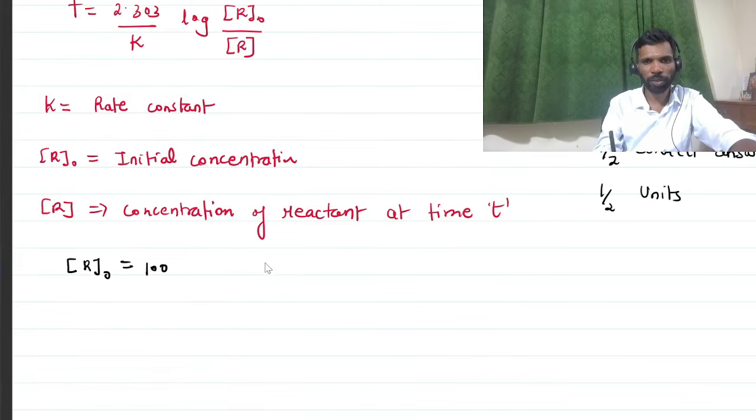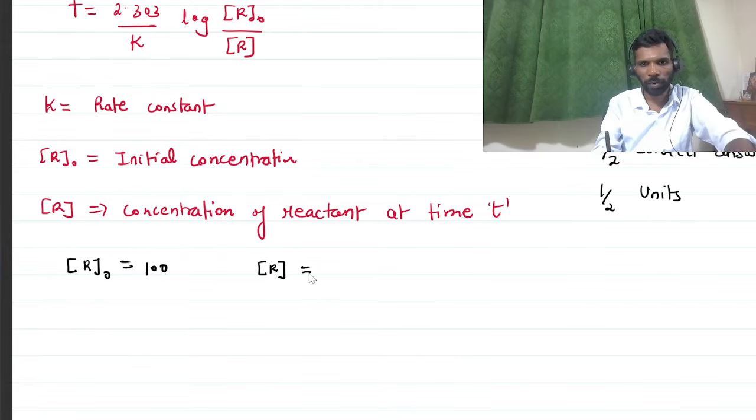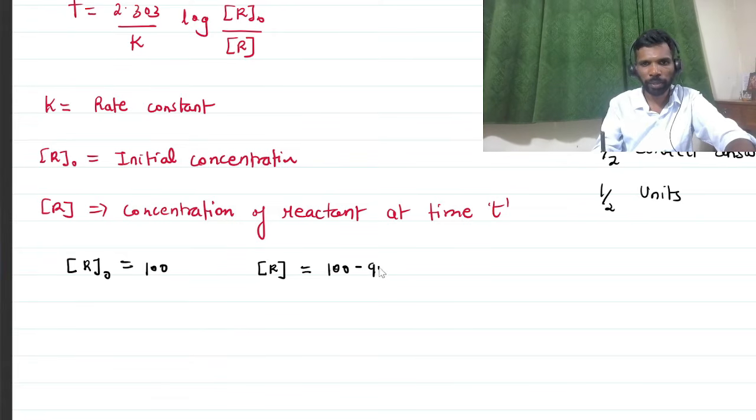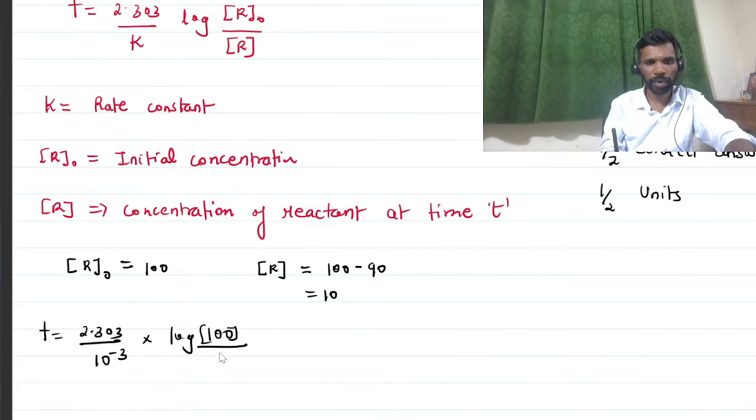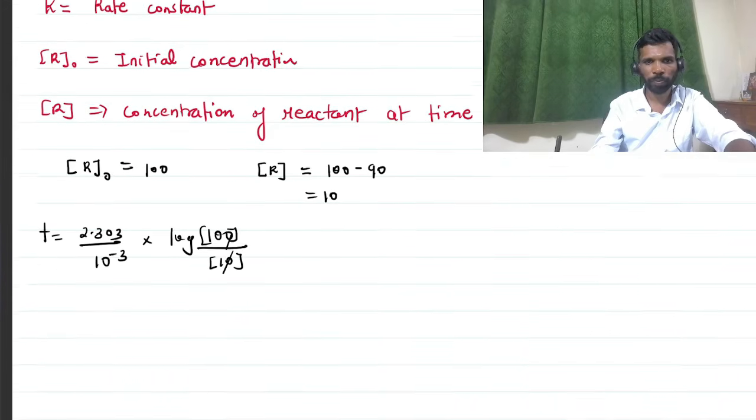So what will be the concentration of the reactant R? The question says 90% is complete, so it will be 100 minus 90, which is equal to 10. If initial is 100, then R will be 10. And K we know, t is equal to 2.303 upon K, which is 10 raised to minus 3, into log of R0 over R. R0 is 100, which we have taken, and since 90% is complete, R is 10.